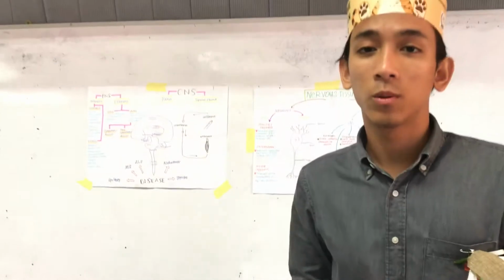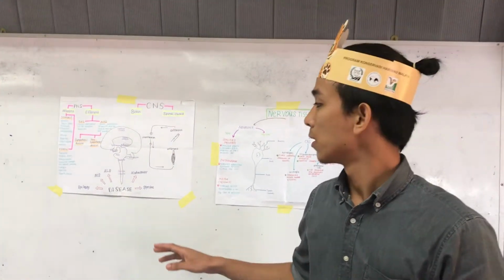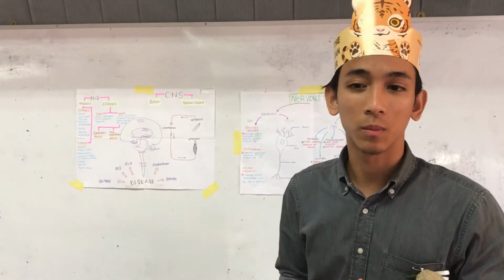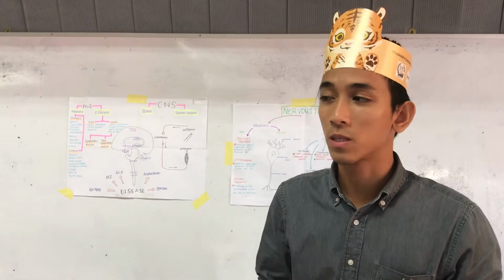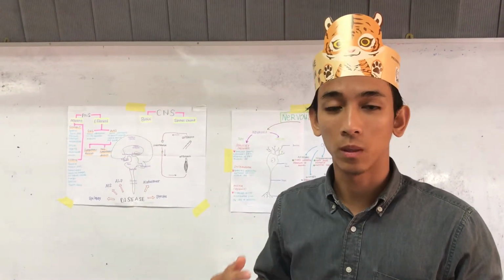Alright, next I will describe the diseases of the nervous system. So here we have epilepsy. It's when the person receives like a shock, an overwhelming amount of stimulus from our nervous system.